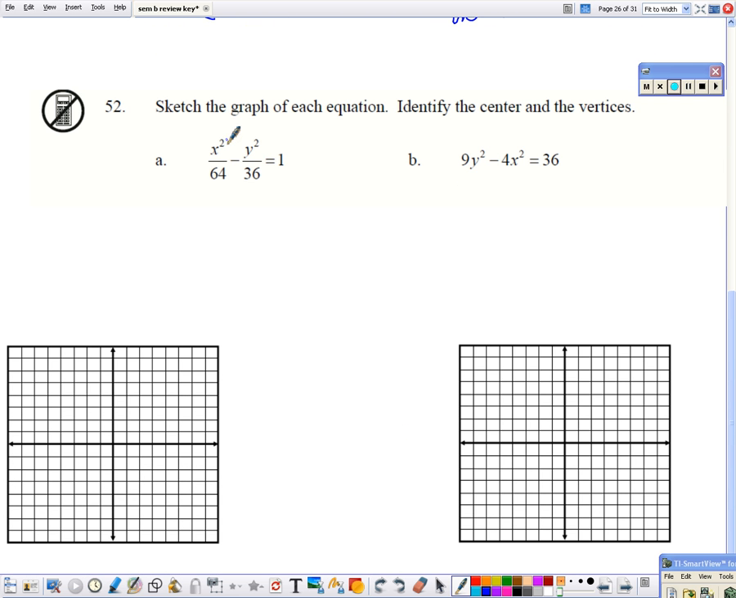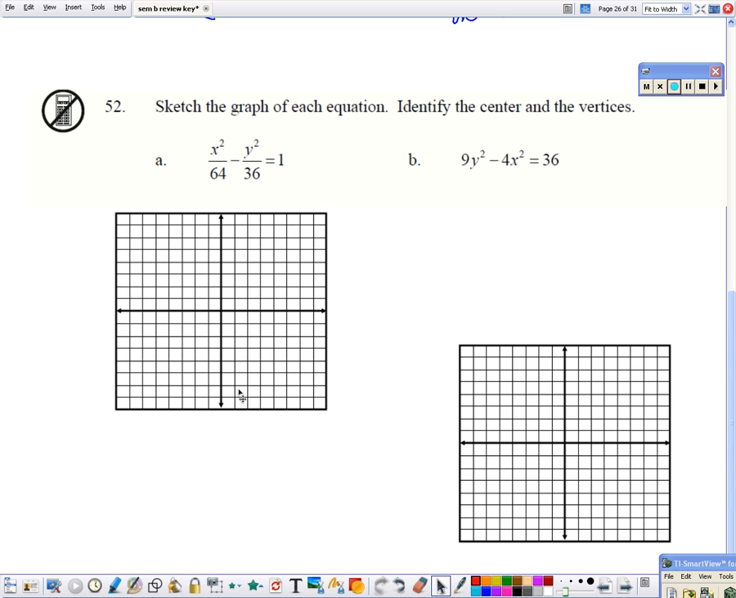Okay, so A is a hyperbola. The center's at 0, 0. And I'm going to make my rectangle 8 in the x direction and 8 in the negative x direction. I'm going to count by 2's since I run out of space on my graph here. So here's 8. And this is negative 8. And then the square root of 36 is 6, so I'm going to go 6 in the y direction.